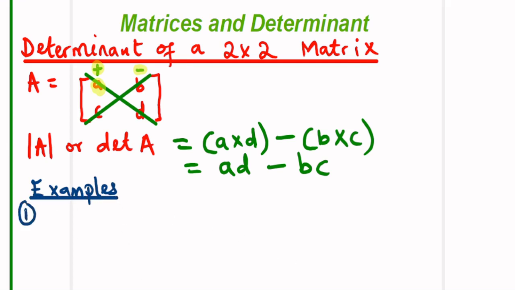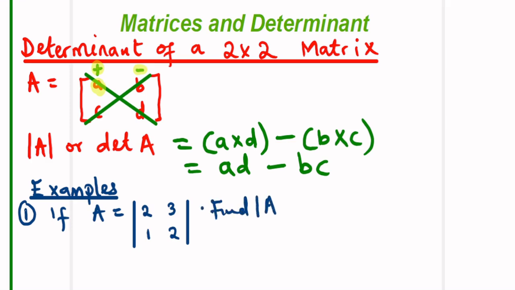So for given number 1, if matrix A is equal to 2, 3, 1, 2, we have to find the determinant. Find the determinant of A.